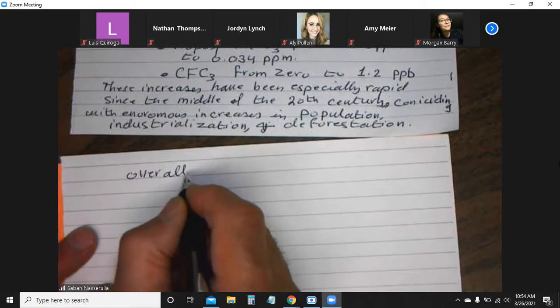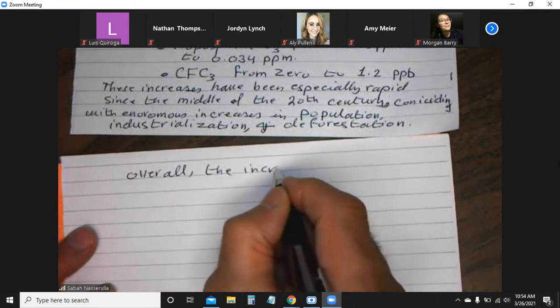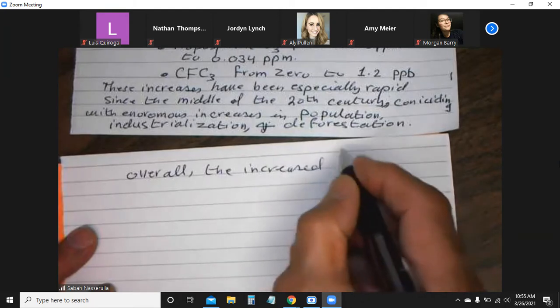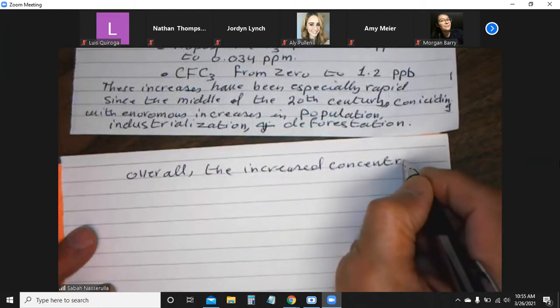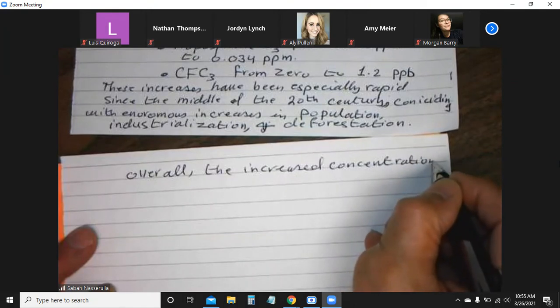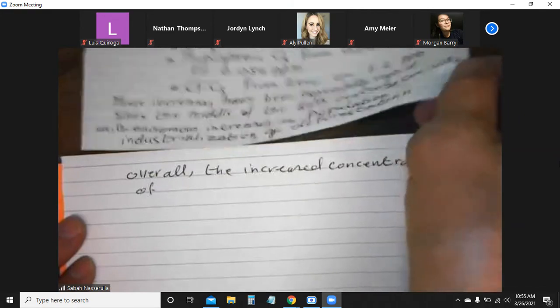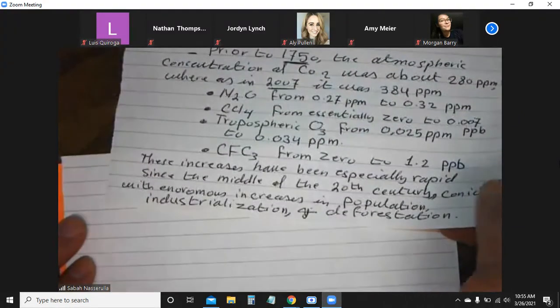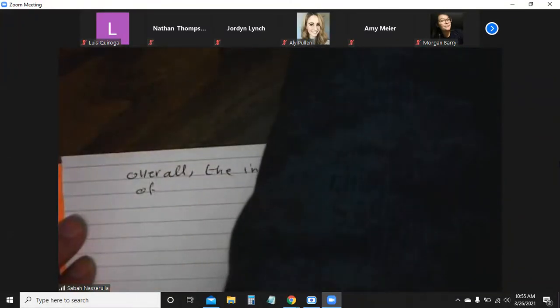the increased concentration. Did you finish on this one? Okay, then I'm going to put it back so that it gives us more time. Let me know, please.